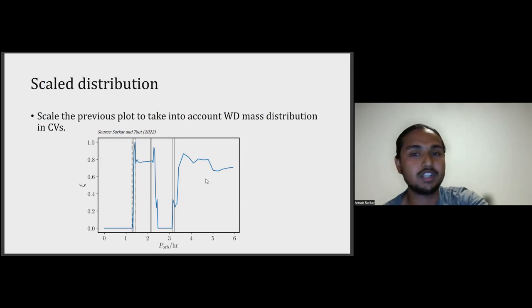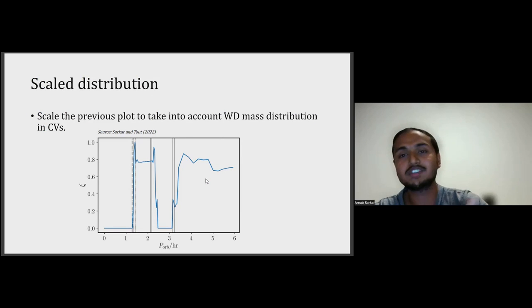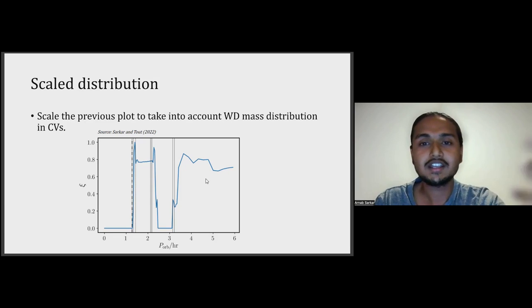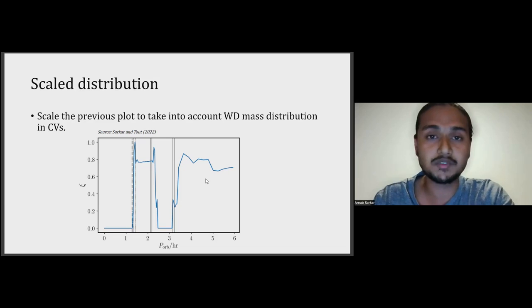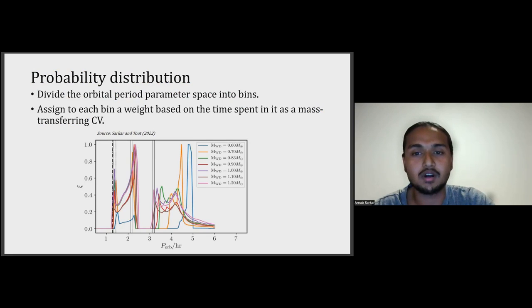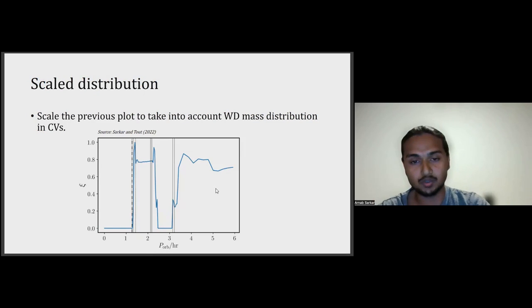We scale the previous plot to take into account the white dwarf mass distribution. So we scale them based on how frequently these accretors exist in observed systems. The largest number of observed CVs have a white dwarf mass of 0.83, which decreases for heavier masses, and this frequency also decreases for smaller masses. So by assigning another weight to it, we get a scaled distribution.